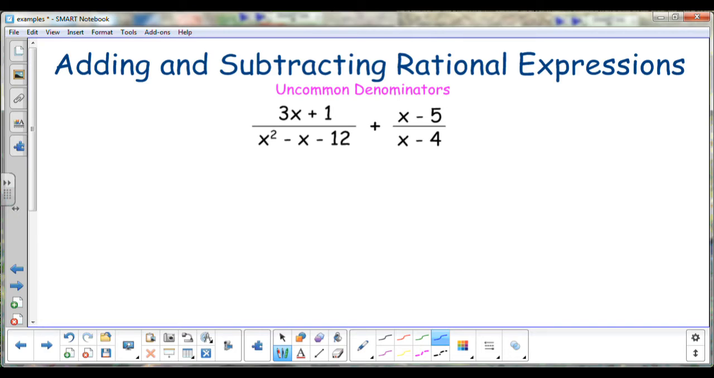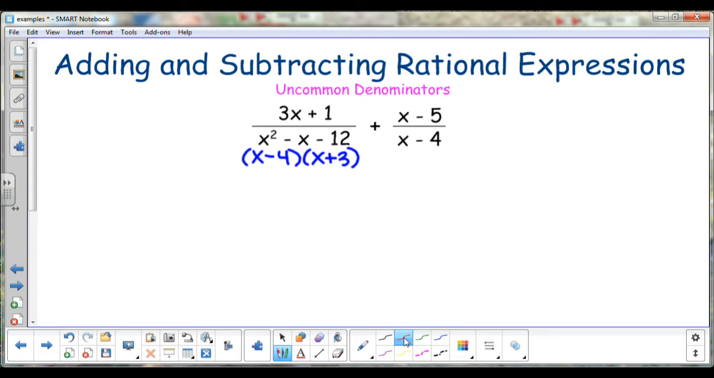So in my first denominator, I have x squared minus x minus 12. Since it is a trinomial, I am going to factor that using the British method or the box method. When I factor, I get x minus 4 and x plus 3. In my second fraction, I have x subtract 4 in the denominator. It doesn't simplify any further, so I'm going to leave that as it is.